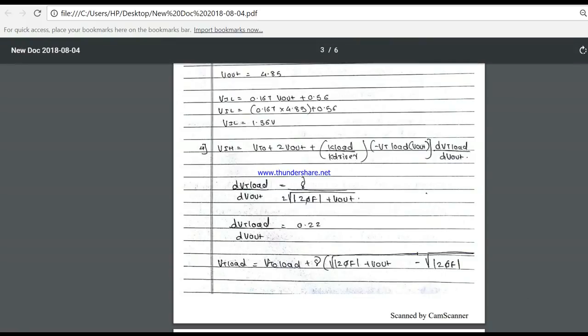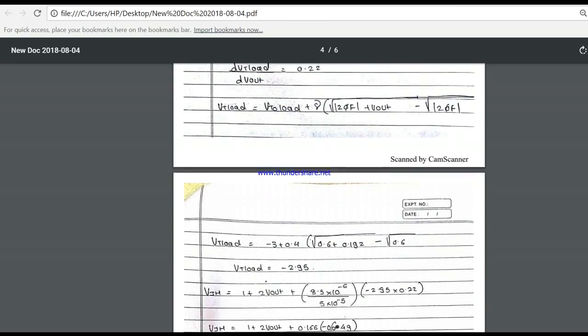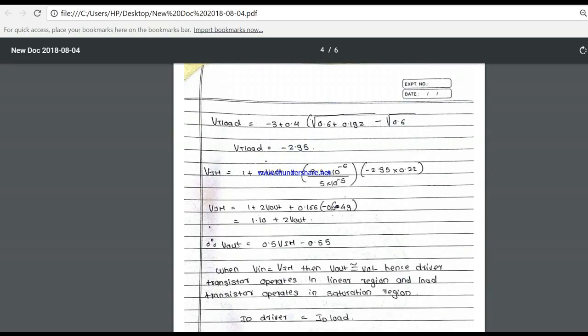Put it like that and you'll get a value over here. Similarly calculate VT load. You'll again get a value. Put all the values in the VIH equation so that you will get 1.10 plus 2 V out. Arrange this VIH equation in terms of V out, will get VIH minus 0.55.